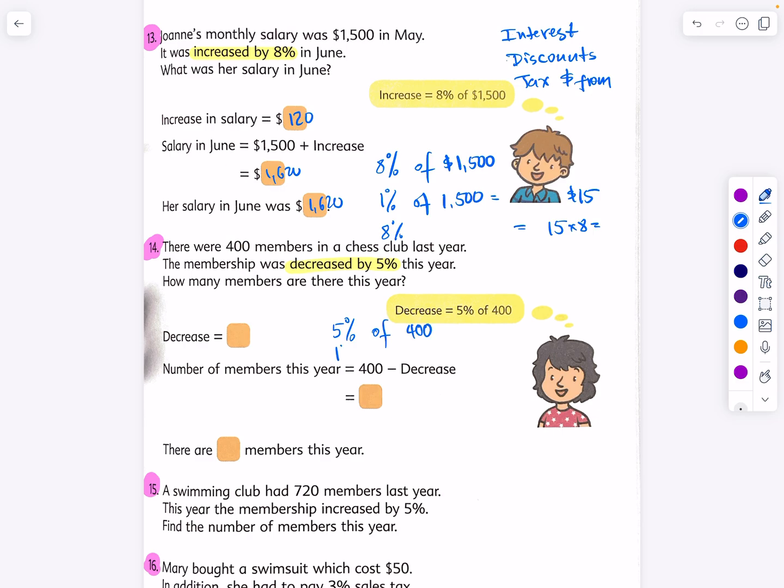Step one, let's find 1%. 1% is four members. Therefore, 5% is 4 times 5 equals 20 members. So the decrease this year is minus 20 people, and therefore the total membership this year went down to 380 members. Notice how we're using the benchmark percentage of 1% to solve for the smaller quantities. First, we find 1%. How do we find 1%? We divide by 100. That method was covered in our previous lesson.